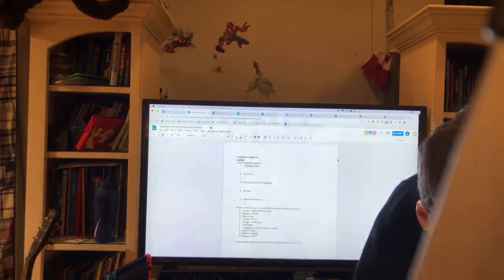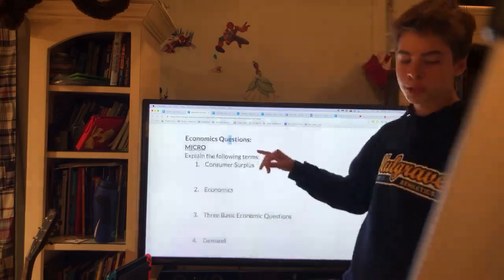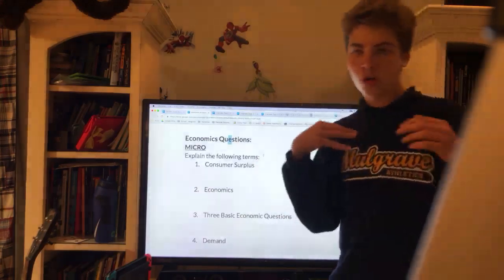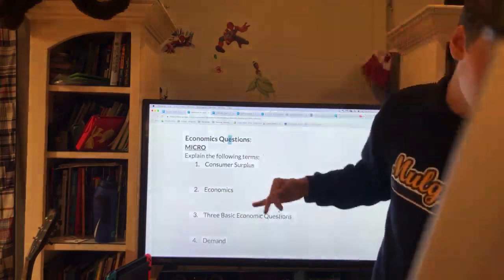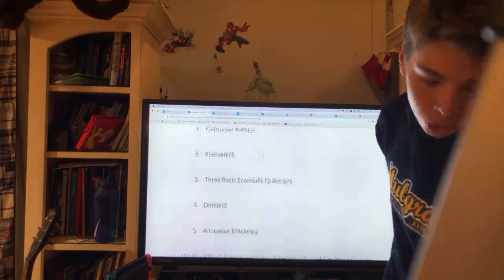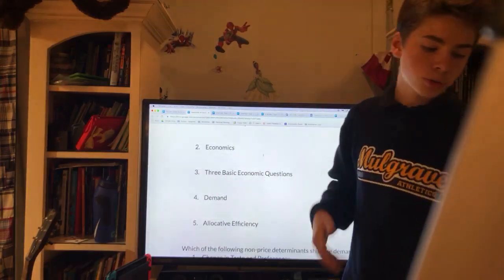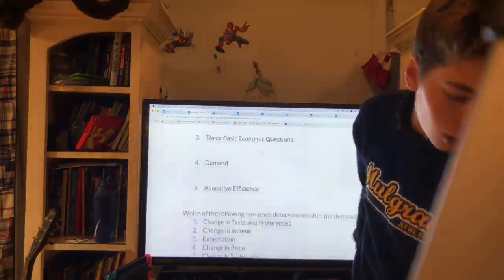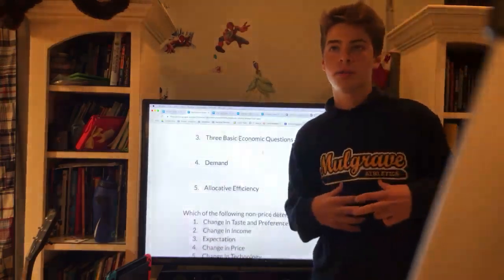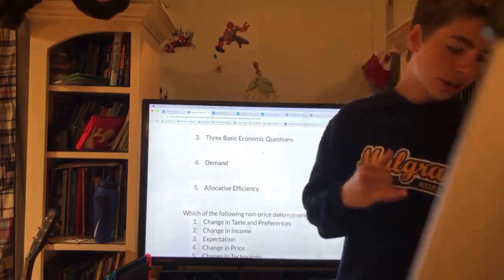Okay, so explain the following terms. Consumer surplus: how much consumers are willing to buy something. Economics: the study of people's choices. Three basic economics questions: what to produce, how to produce, for whom to produce. Demand is how much people want and how much people are willing to pay for a specific good or service.